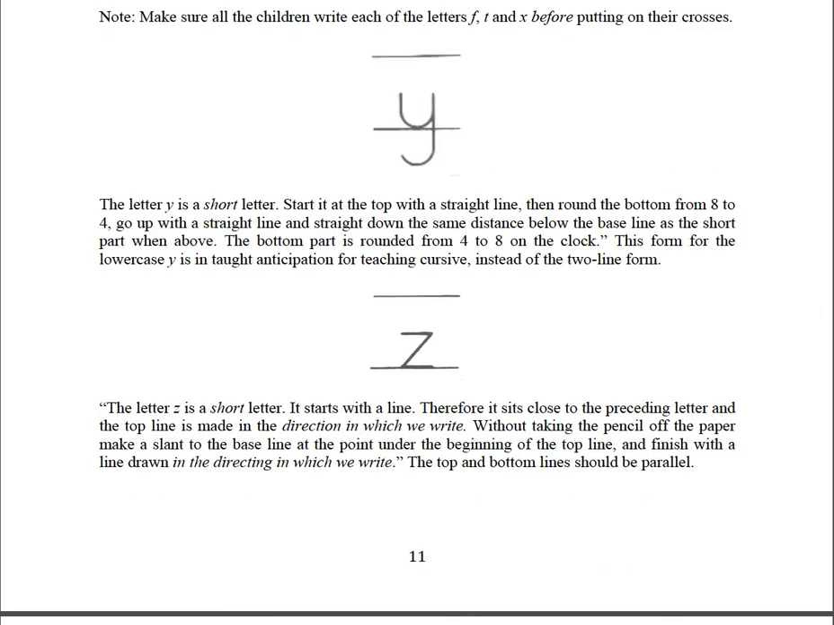The Y is a short letter. Start at the top with a straight line, round from 8 o'clock to 4 o'clock. Then you're going to go up with a straight line and then straight down the same distance below as the short part went above.